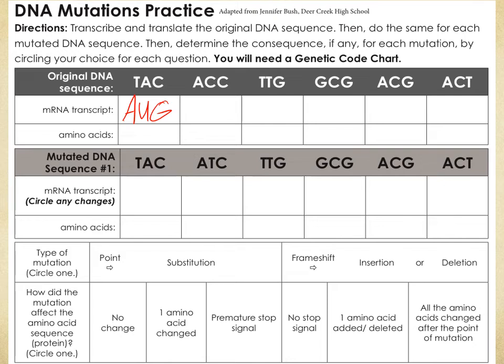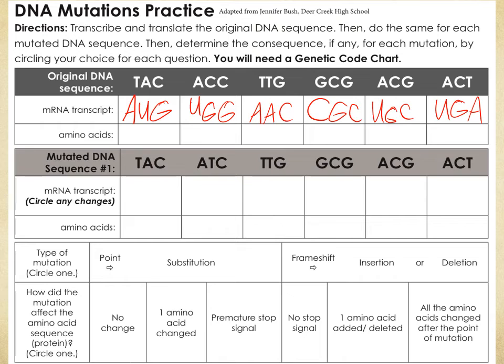If I had an ACC originally in DNA, that would give a UGG for the mRNA. TTG gives AAC on mRNA. GCG gives me a CGC for my mRNA. ACG produces UGC for mRNA. And ACT gives UGA for the mRNA. Okay, so that's our sequence right there.